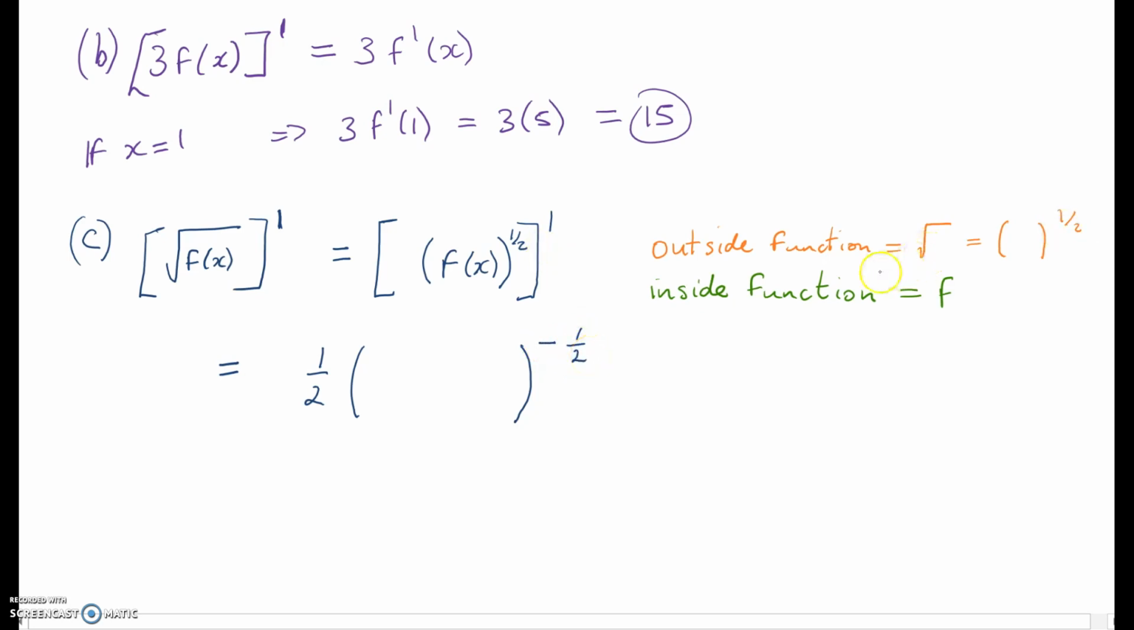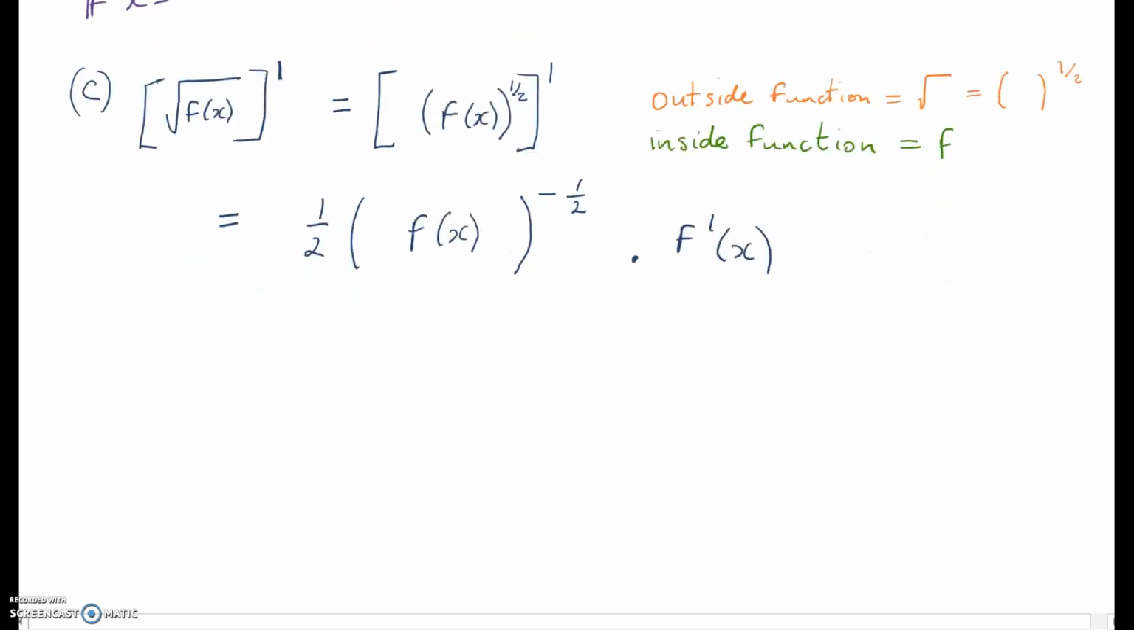While the inside stays the same. Okay, so the inside stays the same, the inside function was f of x, so we're going to keep that as f of x. And then the other part of the chain rule says we multiply that by the derivative of the inside function. Okay, well the inside function was f of x, so the derivative of that is f prime of x.